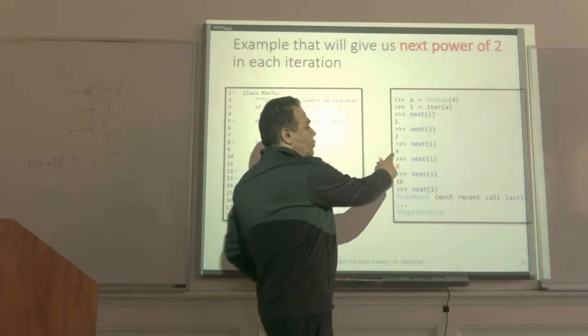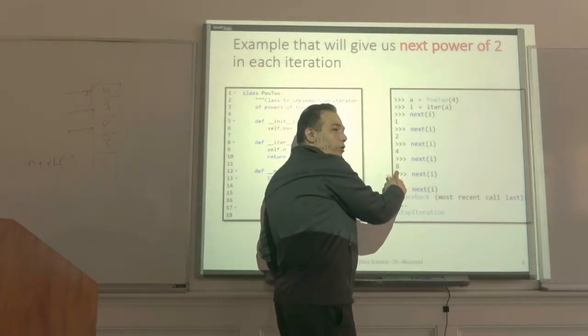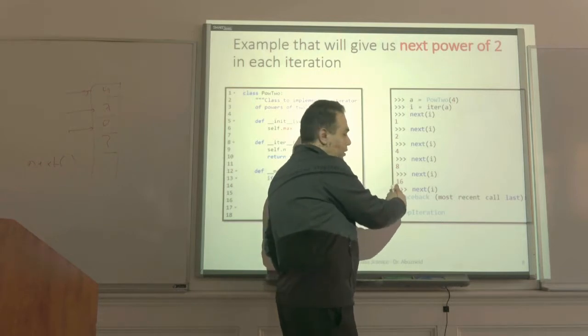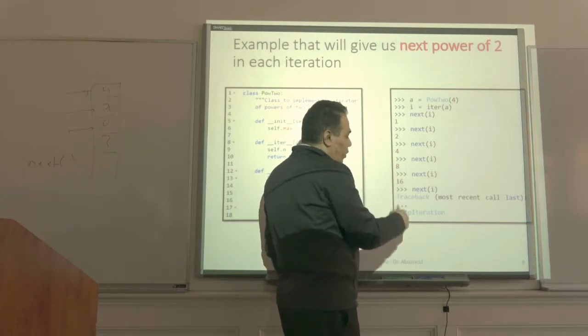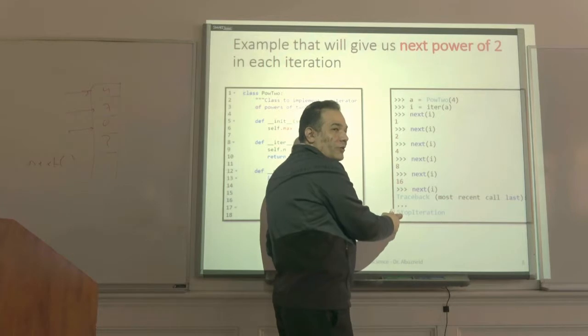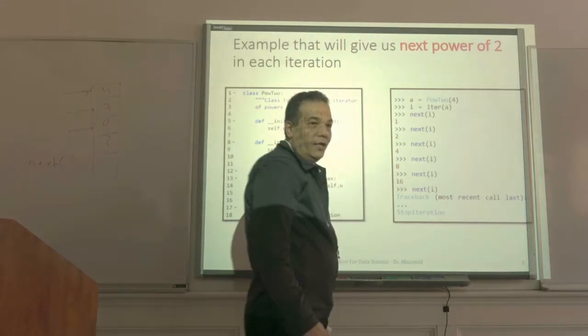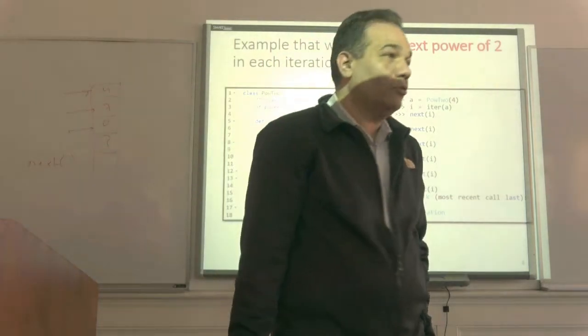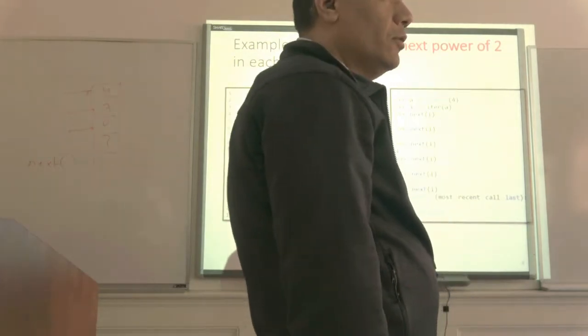Then it will be increased: 2 to the power 2 is 4, 2 to the power 3 is 8, 2 to the power 4 is 16. If I call next one more time, it will be what? Error. Why? Because it is out of the range. Alright?